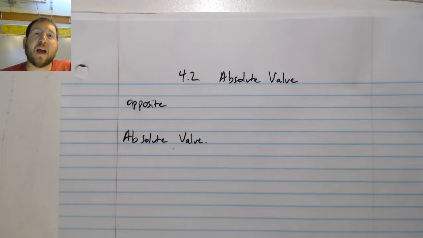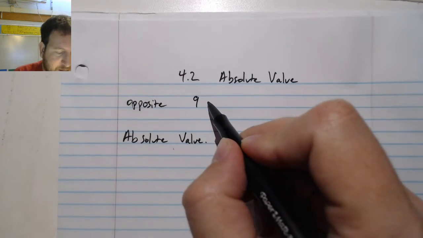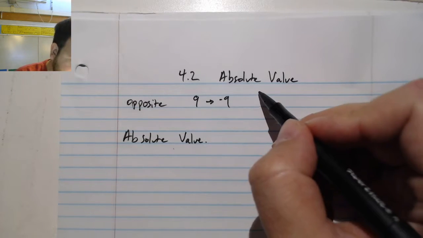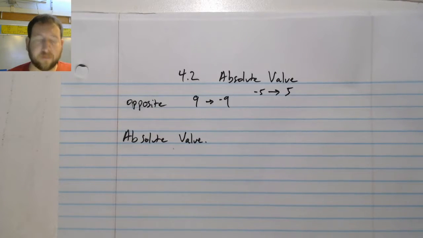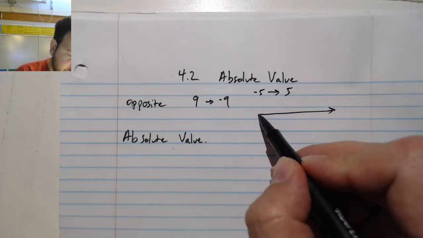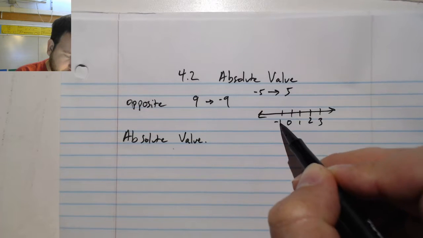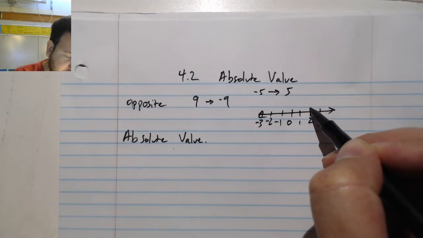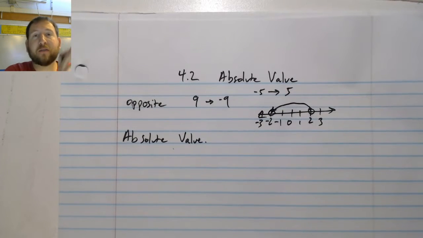If we take the opposite of something, this might ring a bell at some point. If I take the number 9 and I take the opposite of it, I'm going to end up with negative 9. And if I take the number negative 5 and I take the opposite of it, I'm going to end up with 5. All I do when I take the opposite of something, if I look at it on a number line, is I take the number 2, and I just swing it over to where it would be in the negative number line. So all I do is I take it from negative to positive or positive to negative.